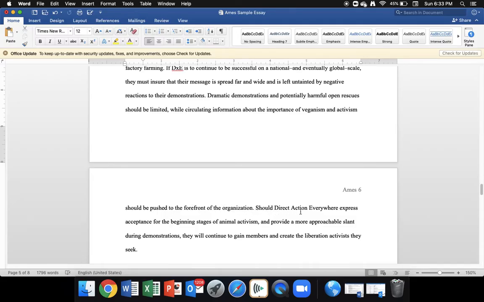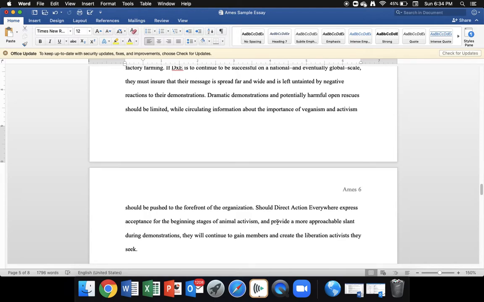Should Direct Action Everywhere express acceptance for the beginning stages of animal activism and provide a more approachable slant during demonstrations, they will continue to gain members and create the liberation activists they seek. And that's a great conclusion that wraps it all up. Essentially, since Sydney is proposing a change to the status quo, or a change to how they might operate, this paragraph wraps it up by showing what would happen if they actually followed through with that change, which is a great way to set the paper off in the minds of the readers and to wrap up the whole paper.